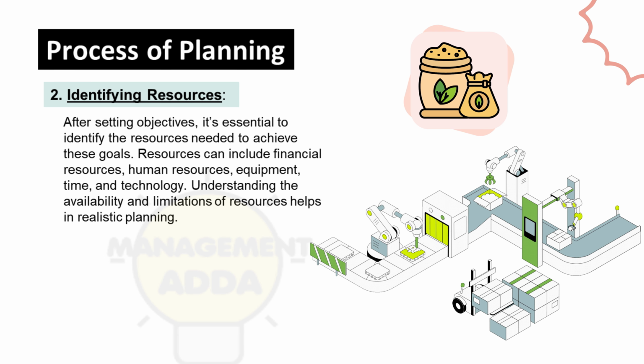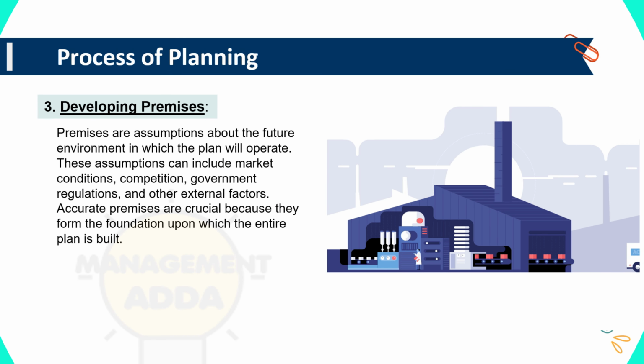Now, after setting the goal and identifying the resources, we will go to the next step, which is developing premises. Premises are assumptions about the future environment in which the plan will operate. These assumptions may include market conditions, competition, government requirements, rules, regulations, and other external factors. Accurate premises are crucial because they form the foundation upon which the entire plan is built.